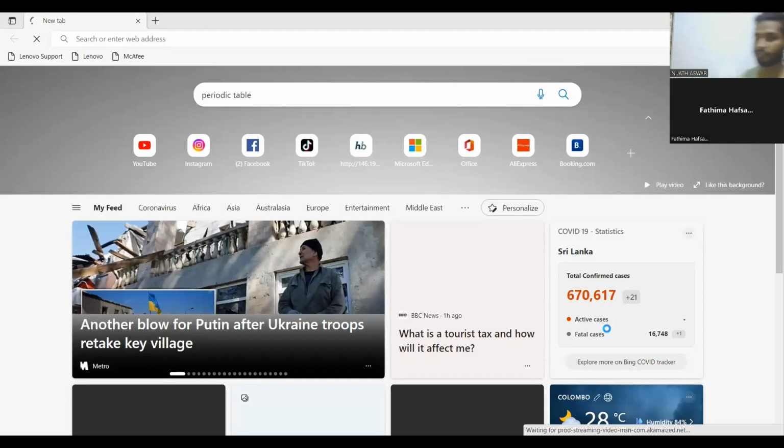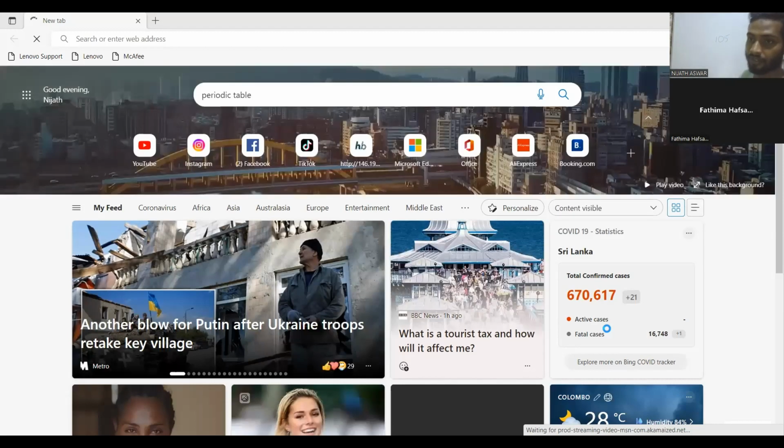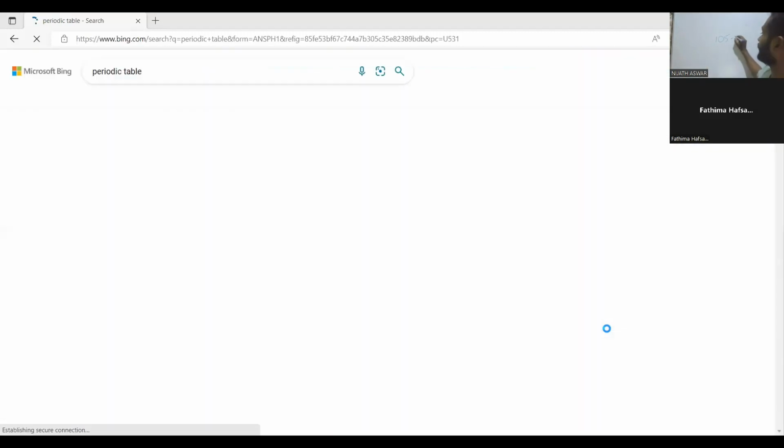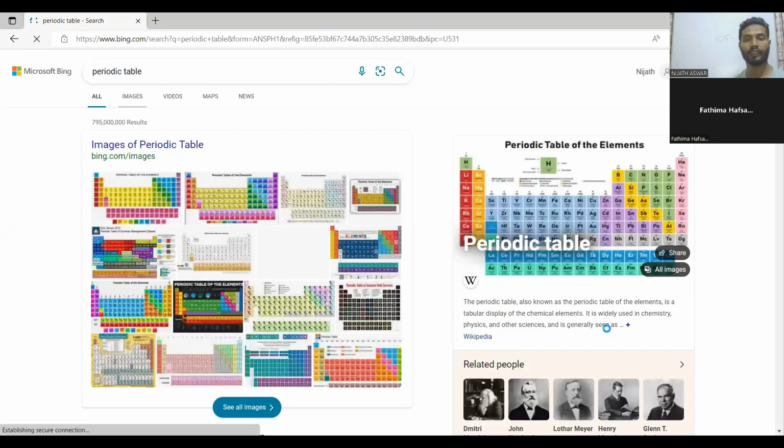Right. Note this one. There are 105 elements in the periodic table. But in nature, there are 92 elements that exist.